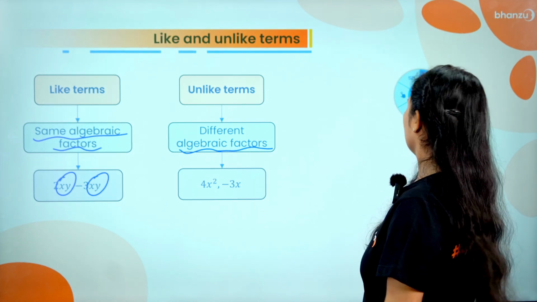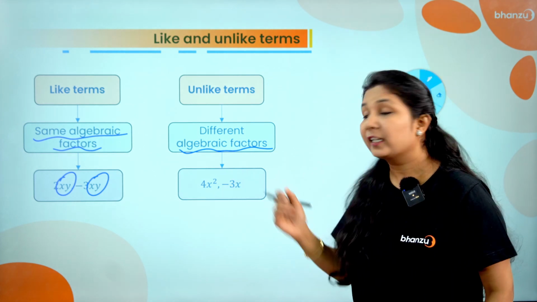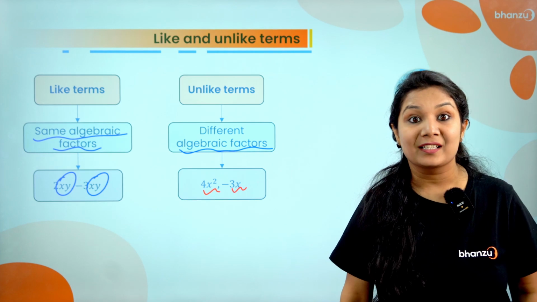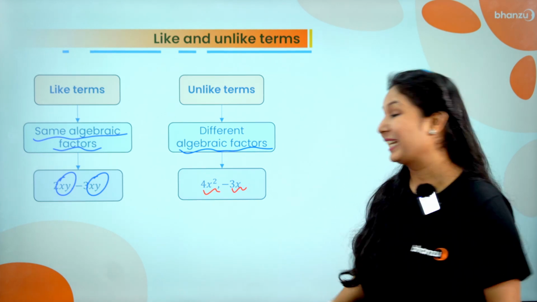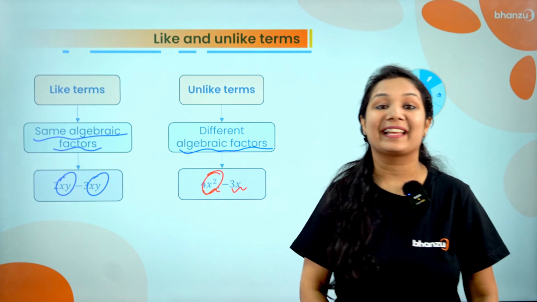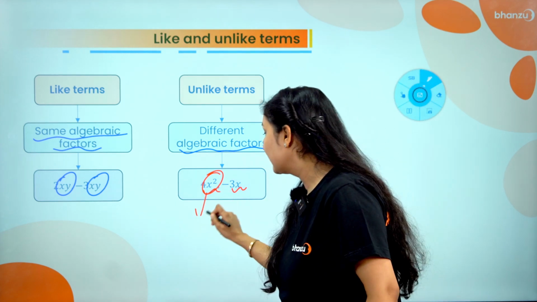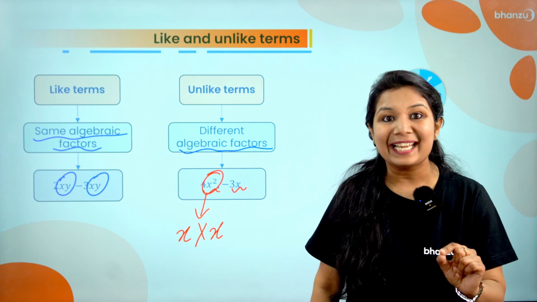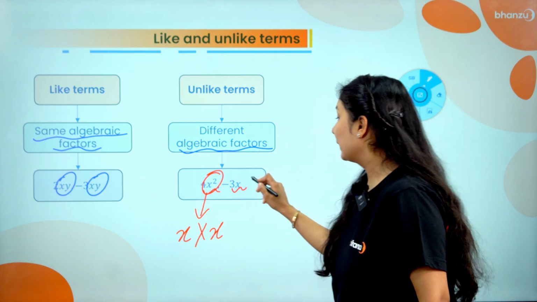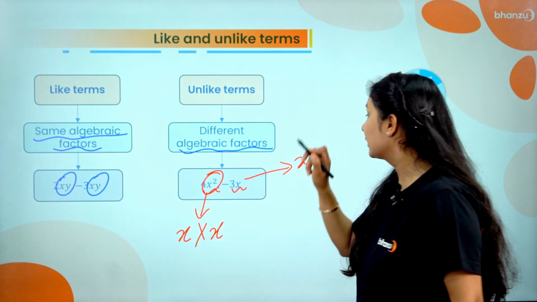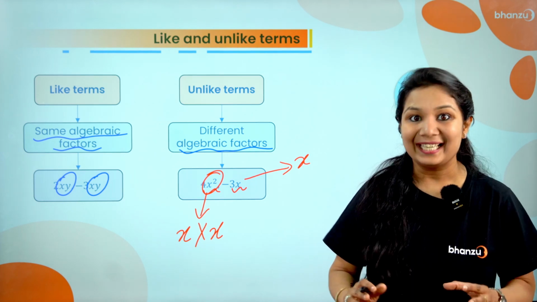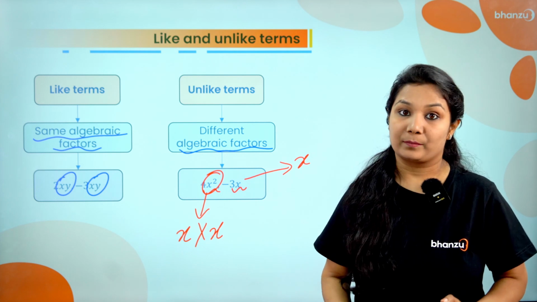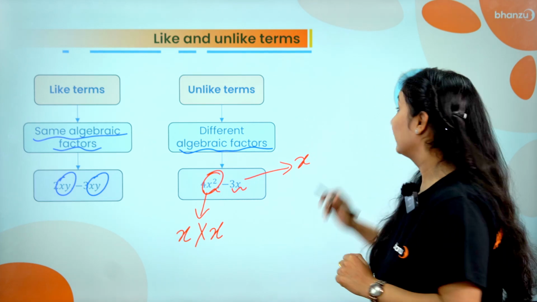Now you all might say, ma'am, how come they have different algebraic factors? It is also having x, it is also having x. But the difference over here is this is x square. So x square means x into x. So its factors are not only x, it's x into x. But in this particular term, it's just x. Right? So that is how you get your like and unlike terms. This is how we differentiate them.